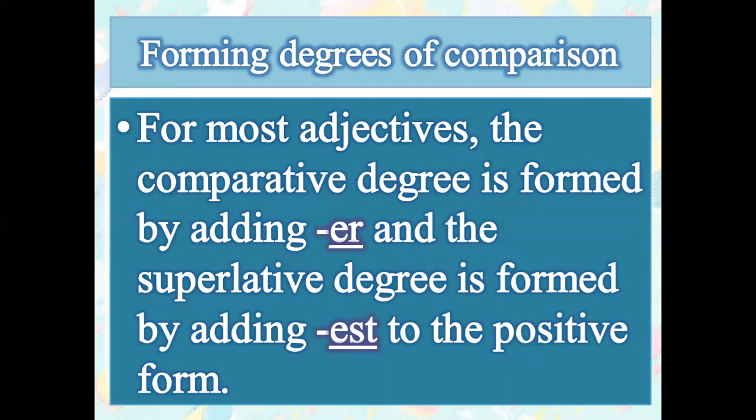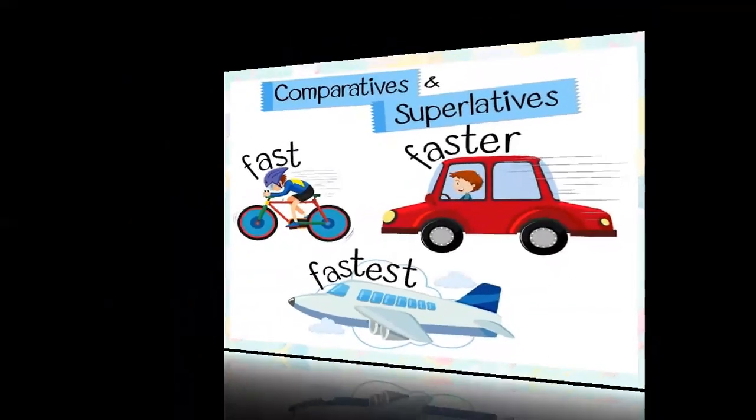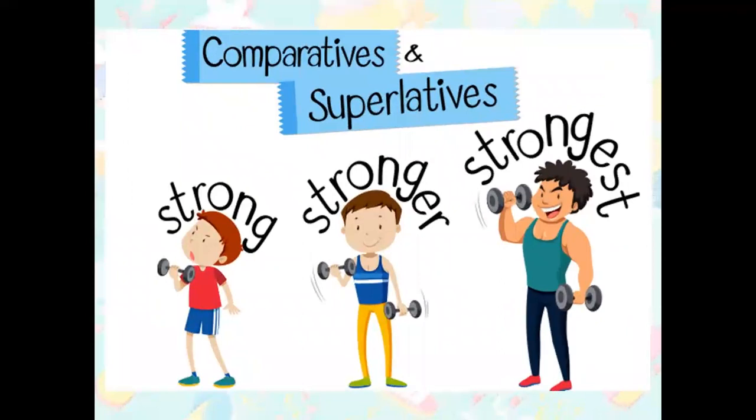Okay, students. So let's see the examples of comparatives and superlatives. Fast, faster, ER we are using here in comparative degree, and then fastest, EST we are using for superlative degrees of an adjective, right? Here is another example for you all. Strong, stronger, strongest. Right, students? I hope it's clear to you all.